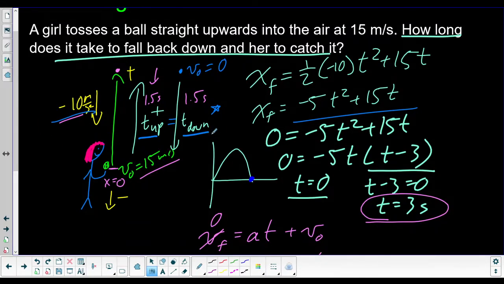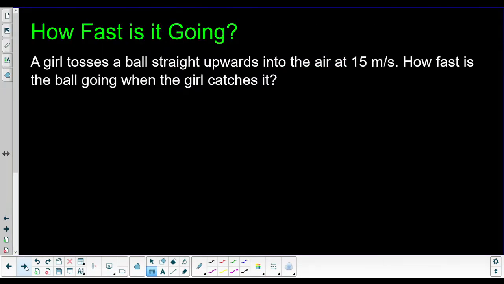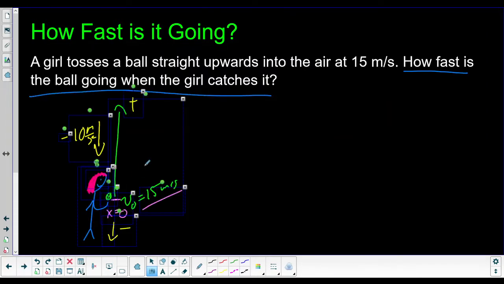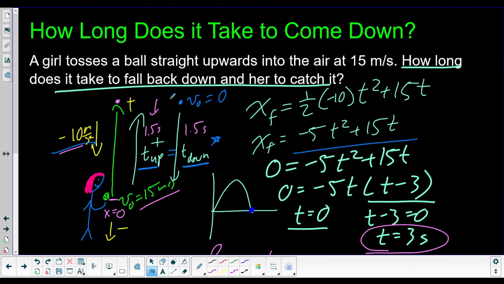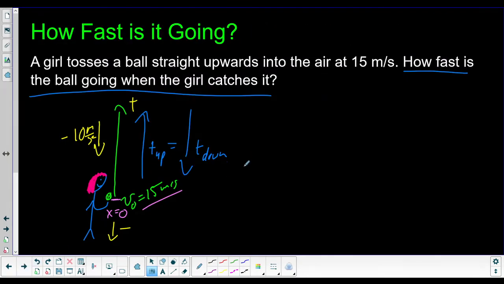How fast is it going when it comes back down? How fast is the ball going when the girl catches it? So, please still, heck yeah. All right. So we've found out so far that the time up equals the time down. Okay. And now let's use this information here to calculate the velocity at the bottom.